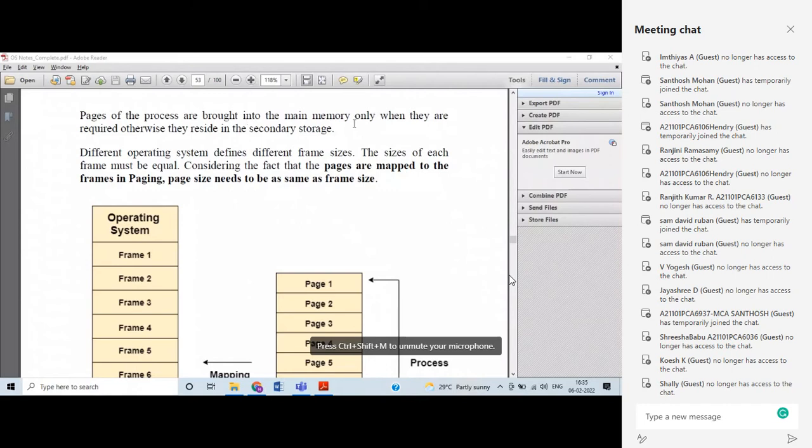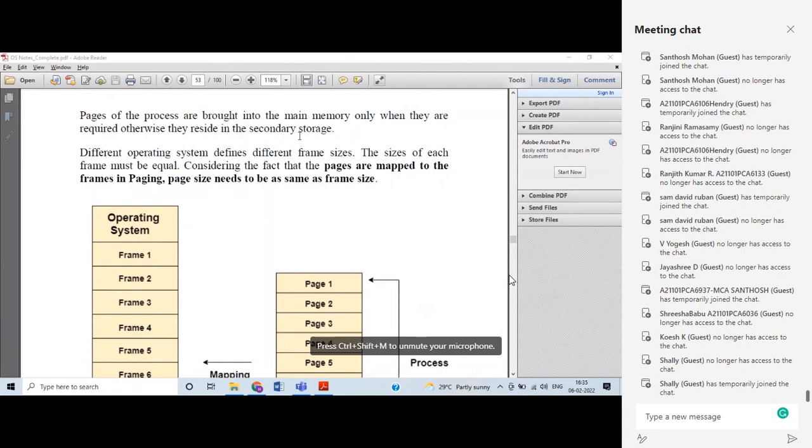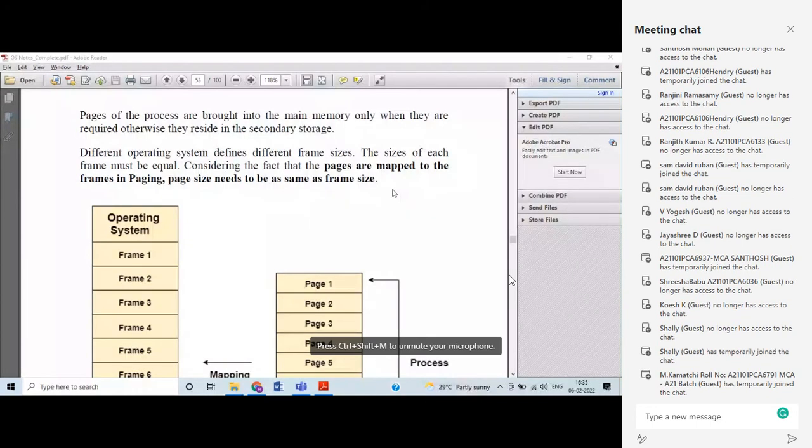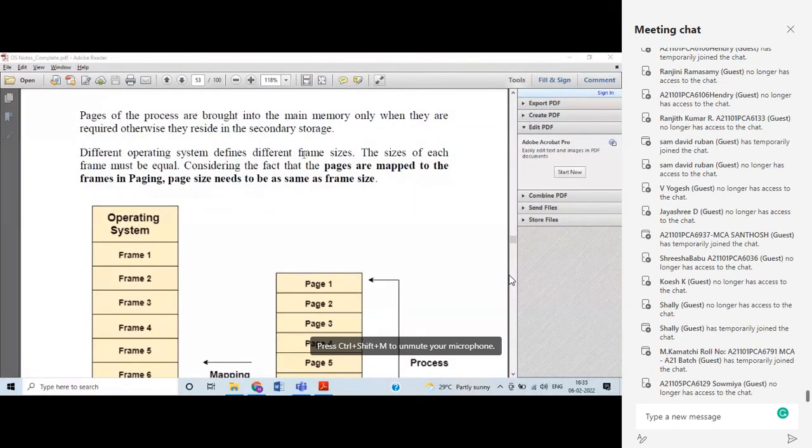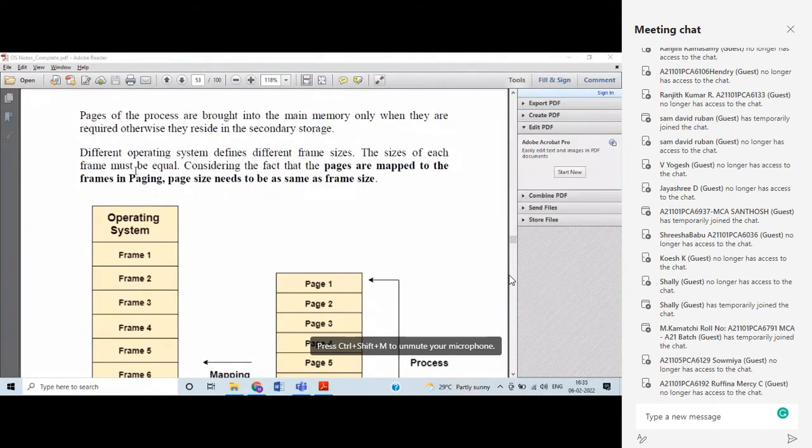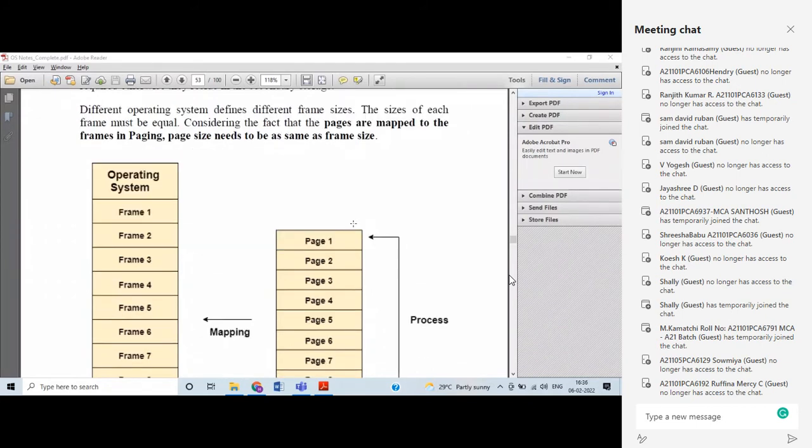Pages of the process are brought into the main memory only when they are required. Otherwise, they reside in the secondary storage. Whenever they are required, only at that time will they come to the main memory. Different operating systems define different frame sizes. The size of each frame must be equal. That is the main concept: each and every frame size should be equal. Considering that the pages are mapped to the frames in paging, the page size needs to be the same as the frame size.